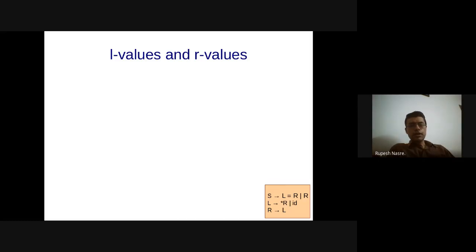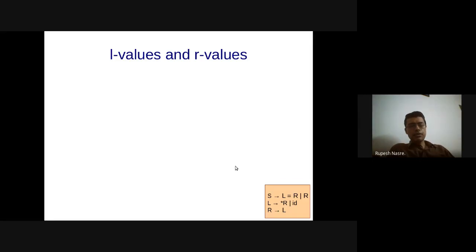I know it is early morning, maybe midnight for some of you, but still, any suggestions on what could be the first? Let's start with first of L. What will be first of L? ID and star. First of S is ID and star. Okay. L is ID and star.